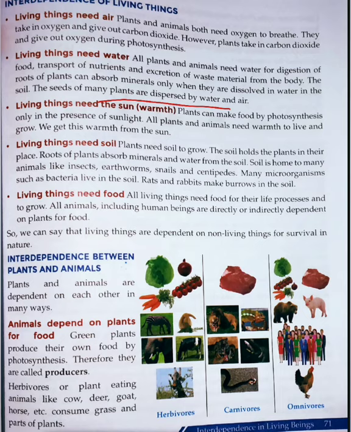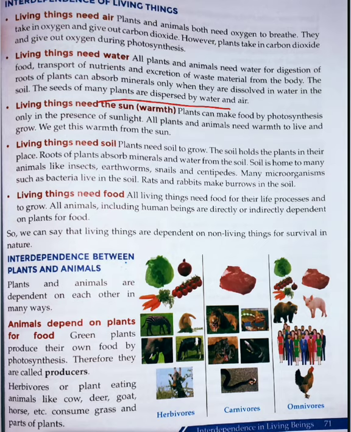Next, living things need the sun or warmth. Yes, so plants can make food by photosynthesis, we know that, only in the presence of sunlight. So sunlight is very important. The chlorophyll present in the leaves absorbs sunlight and converts that solar energy into chemical energy and makes food for the plant.